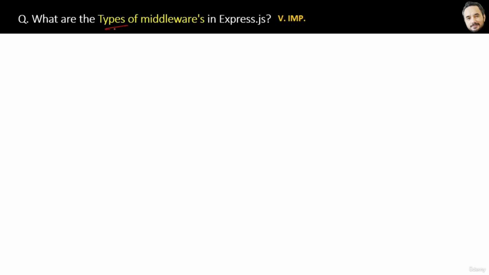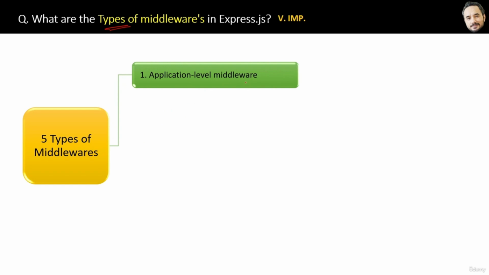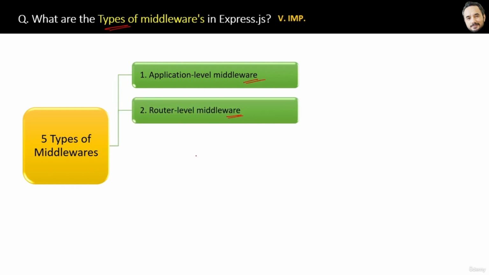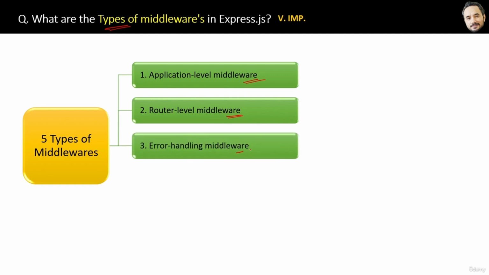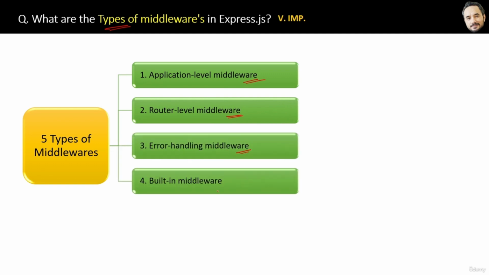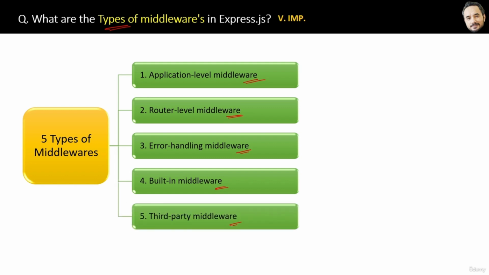What are the types of middlewares in Express.js? Yes, there are multiple types of middlewares, and here I will just share their names, and in upcoming questions I will explain them one by one. The first type is application level middleware. Second type is router level middleware. Then we have error handling middlewares, and then built-in middlewares. And the last is third-party middlewares.